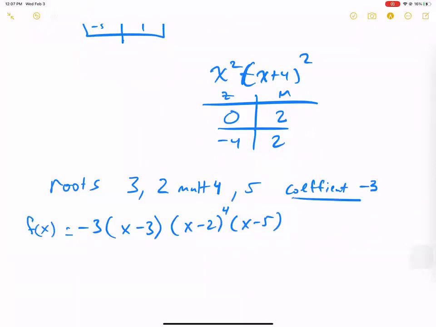Okay, so here's the keyword. If it says coefficient, you're going to stick that in the front. That's it. I'm not going to expect you to multiply this all out. You just have to write the factored form and you're good to go.